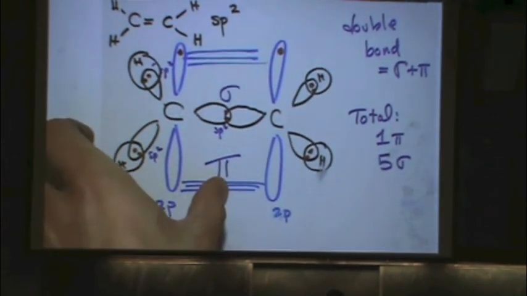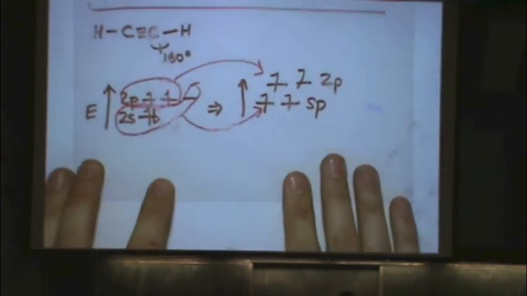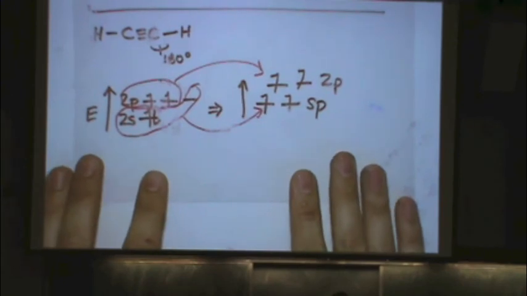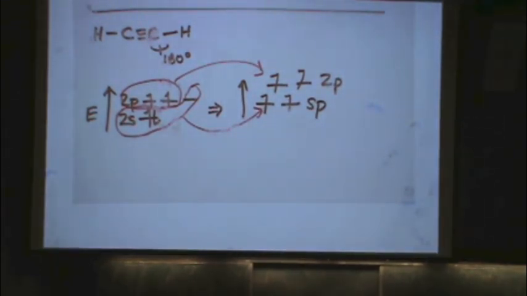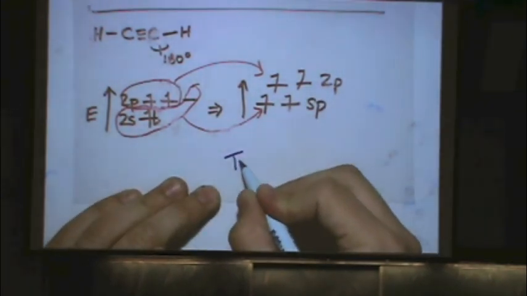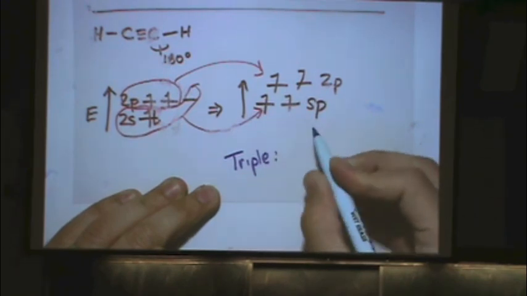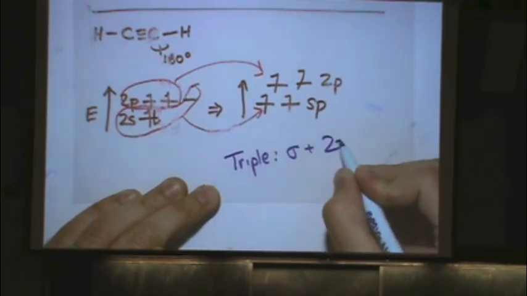So, let's just look here. This is back to the sp hybridized orbital over here. For the sp hybridized orbital, those 2p orbitals, what do you think they're going to do? One of them is going to form the second bond, another one's going to form the third bond. So in a triple bond, whenever you see a triple bond, that means there's a sigma and 2 pi bonds.